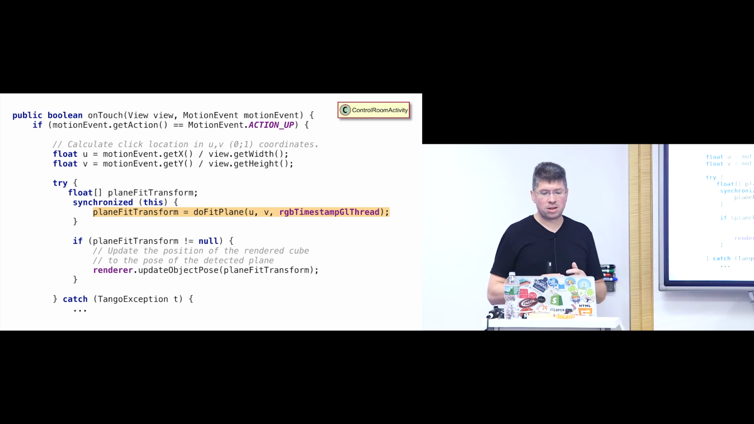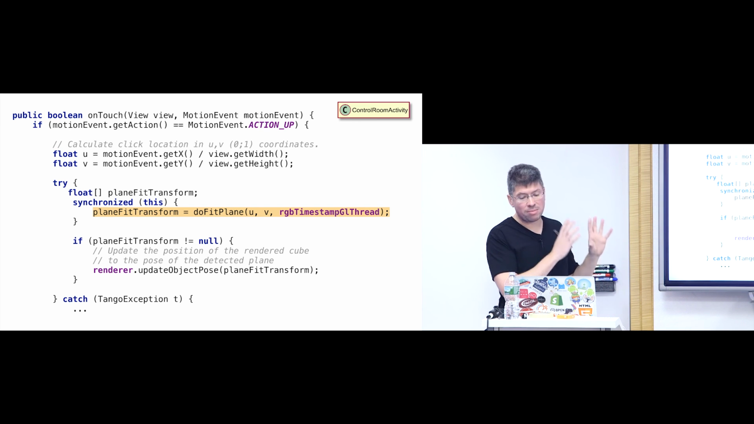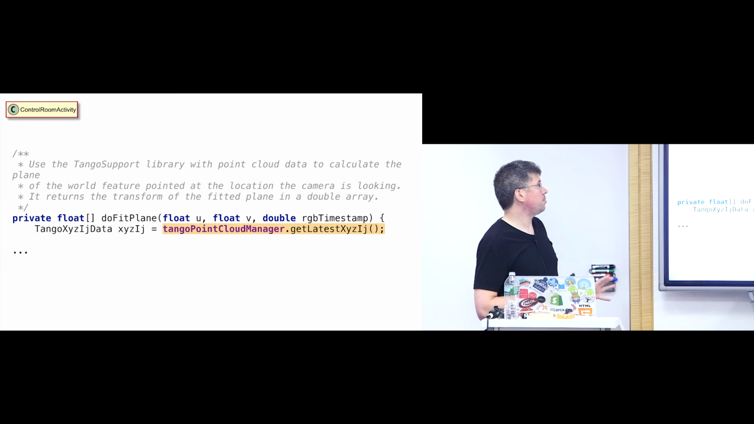When a user taps on the screen, we're going to do a doFitPlane. We're going to call a doFitPlane method with a pair of touch coordinates, u and v. This is our x and y on screen. We're also going to get a timestamp. And the timestamp is important here. We're going to get back to that in a second.